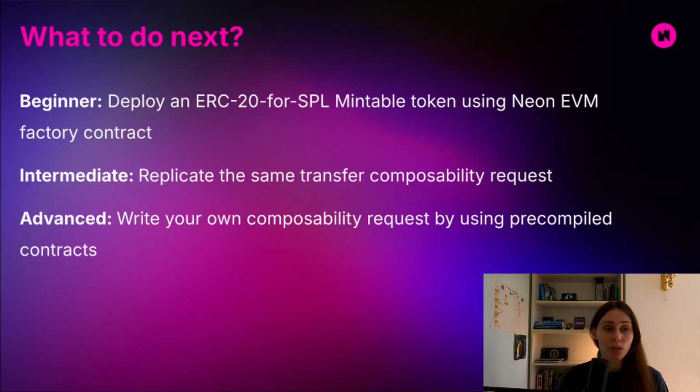Now the next things you can do, well, actually three things. You can either deploy the contract only, which would be a beginner's task, deploy an ERC-20-for-SPL mintable contract, or you can do an intermediate task, which would be to create the same composability request using the instructions that I've shown you. And a more advanced task would be to create your own composability contract and create your own use case for a new composability request and see how your token performs on Solana.